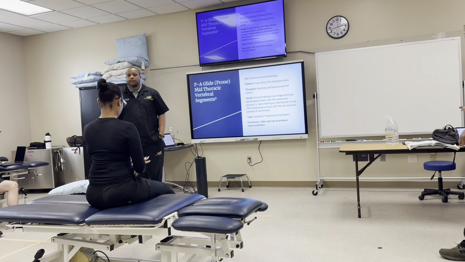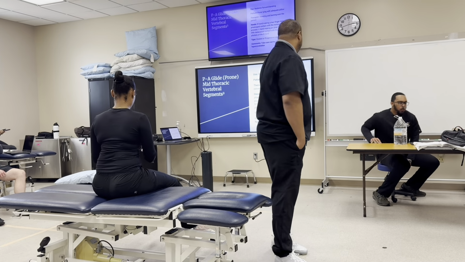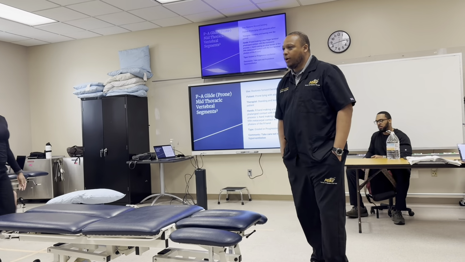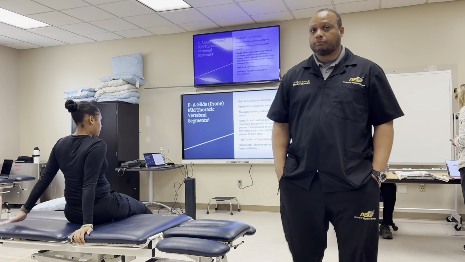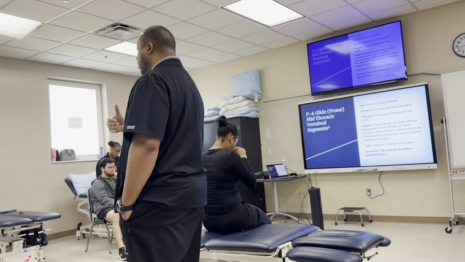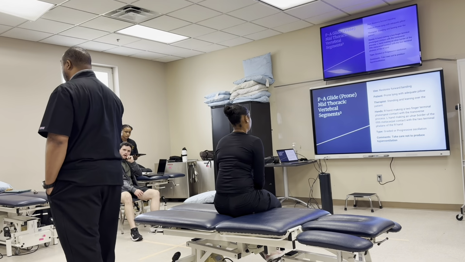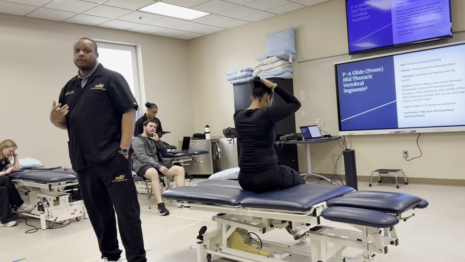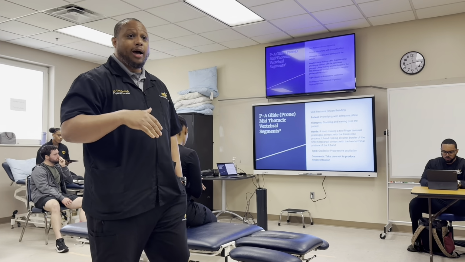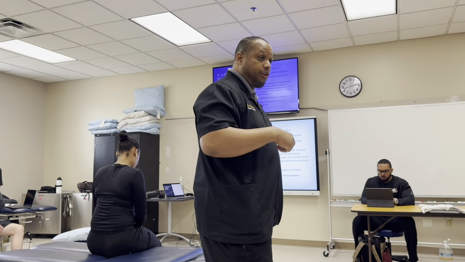So the first thing we're going to start with is assessing the PA glide of the mid-thoracic vertebral segments. What in the world is a PA glide? So posterior to anterior movement of the superior vertebrae on the inferior vertebrae. So when we talk about segmental movement of the spine, we're talking about movement from top down. So how the superior segment is moving on the inferior segment.